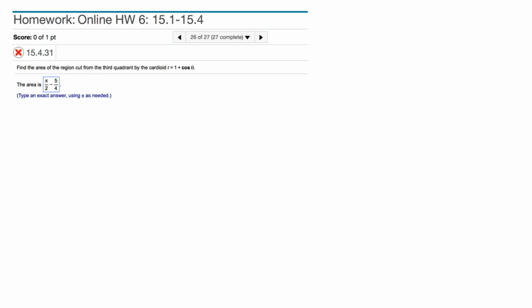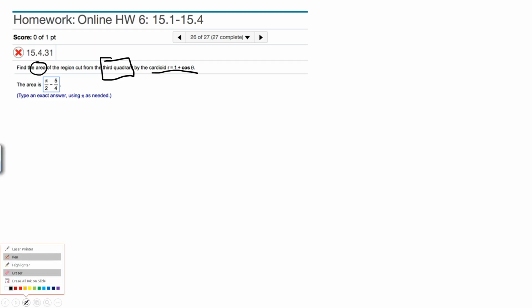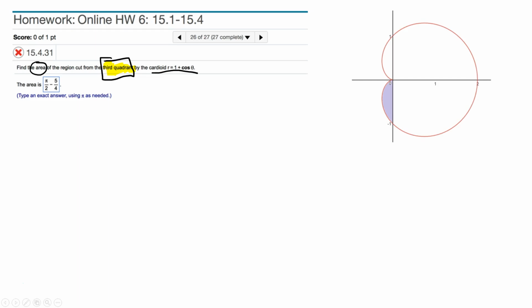In this question, we're asked to find the area of the region cut from the third quadrant by the cardioid r equals 1 plus cosine theta. So we need to know what that looks like. And we go to your cheat sheet and you look at the graph of cardioids, and you see that when there's a cosine involved, the graph looks like that.